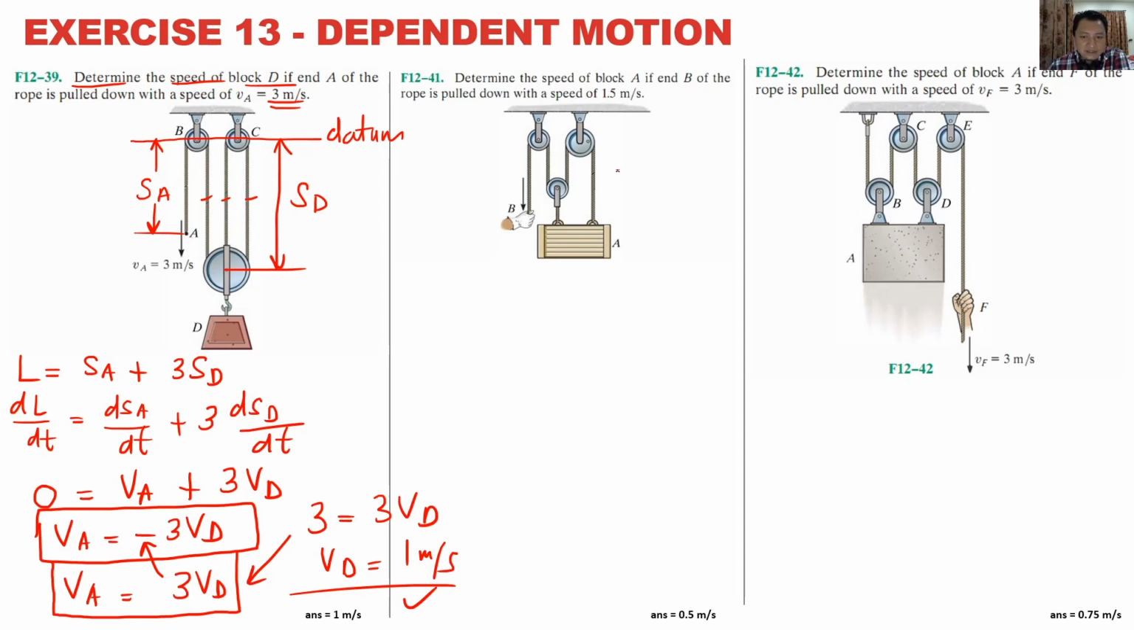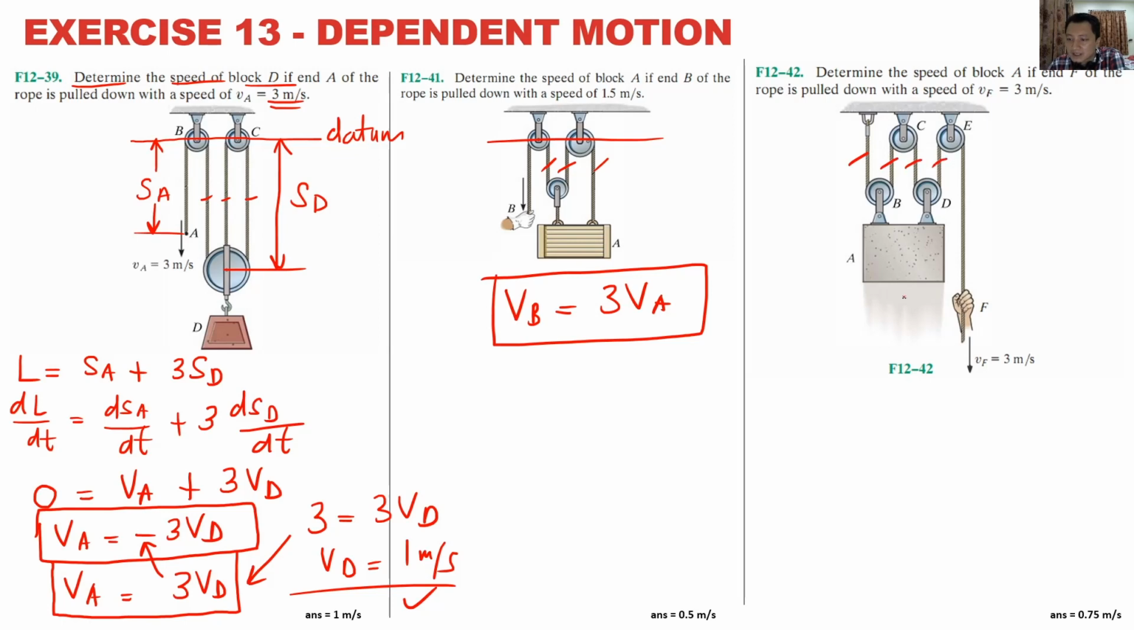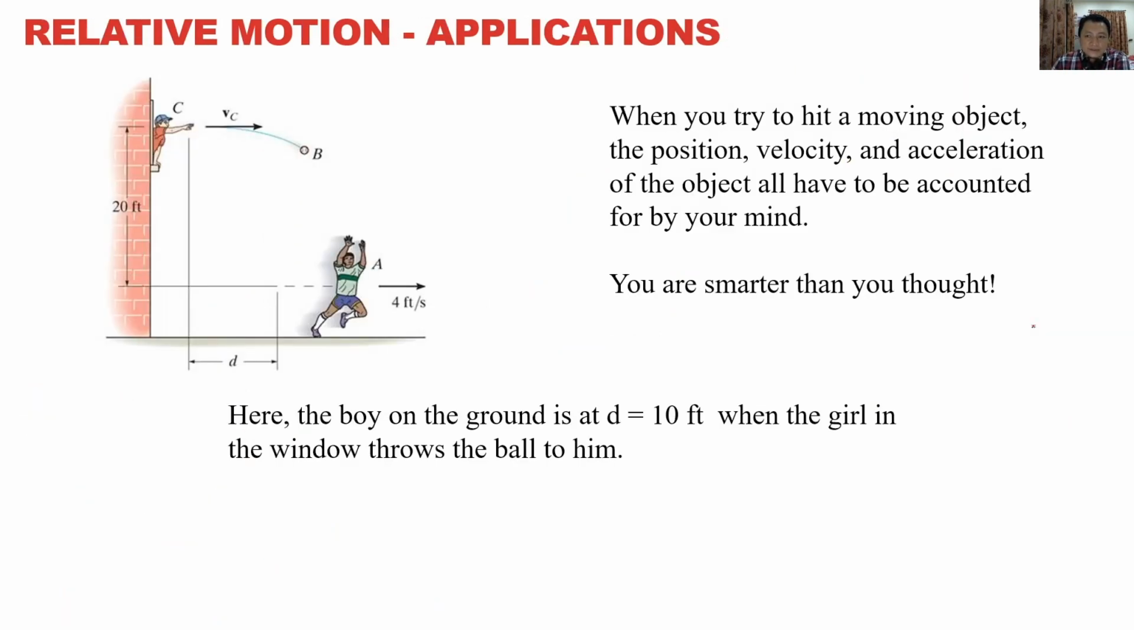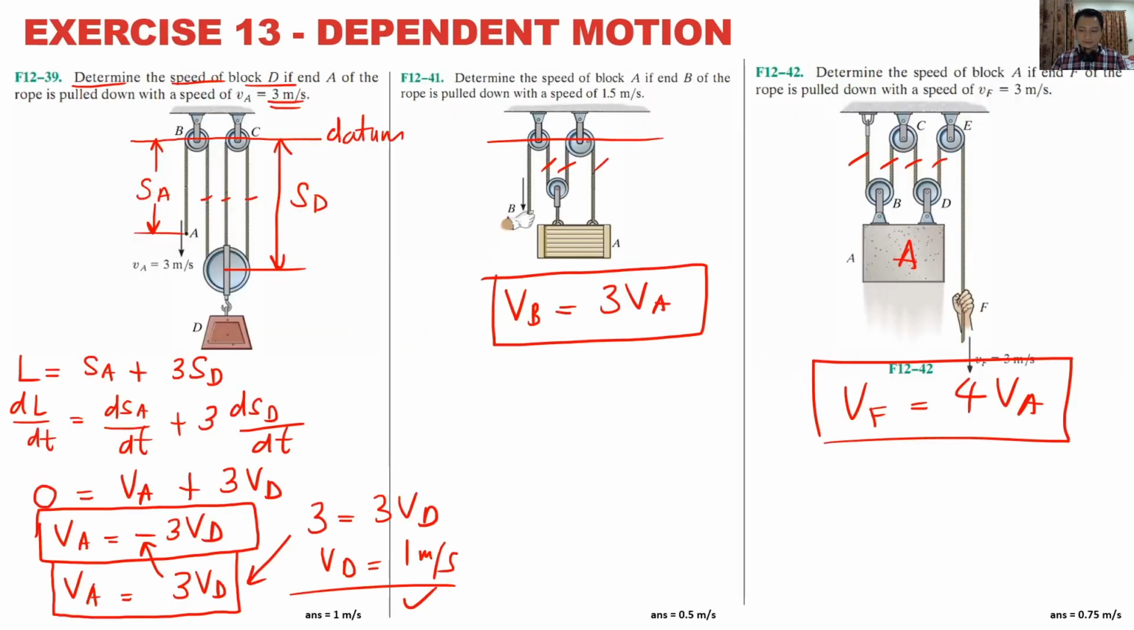This one is about the same. Datum 1, 2, 3, same. VB equals 3VA. Directly you get it. This one is 1, 2, 3, 4. Easy. VF equals, this is A, right, this is A. So equals 4VA. You can tell just by looking. So yeah, that's all for dependent motion, and we have the last one, which is relative motion. So we'll continue.